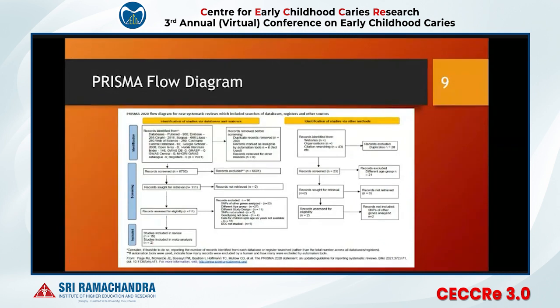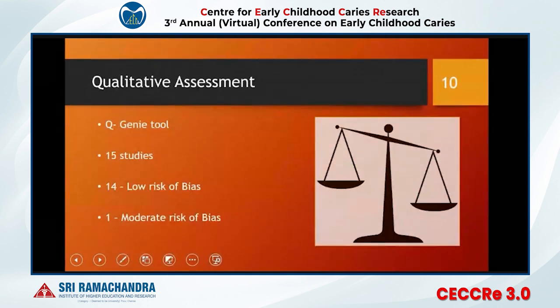This slide depicts the PRISMA flow diagram, and it can be seen that 15 studies were included into the systematic review, and 2 studies which reported the genotype frequencies of a single SNP were included into the meta-analysis. The qualitative assessment was conducted using the QGenie tool. Of the 15 studies included, 14 studies had low risk of bias or were of high quality, and a single study had moderate risk of bias or was of moderate quality.